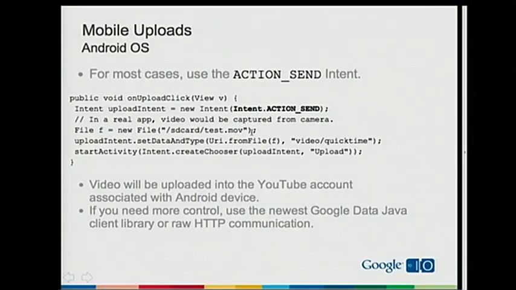But before I do, I just want to note that the video will be uploaded into whatever YouTube account is associated with your Android phone, which 99% of the time is probably what you want to do. I also want to mention the current action send intent isn't so much an API as it is kind of like a fire and forget type of thing that doesn't give you any notifications once the actual upload is complete. So there's not much information you can get back from it.